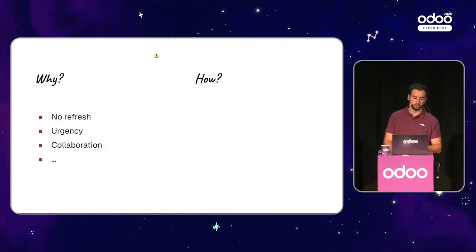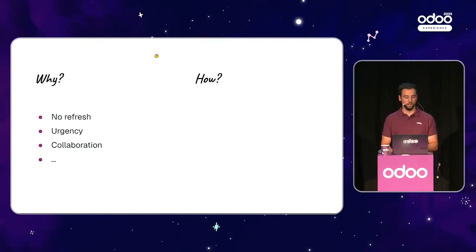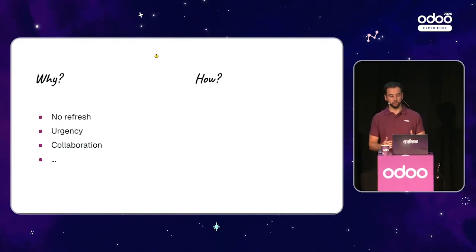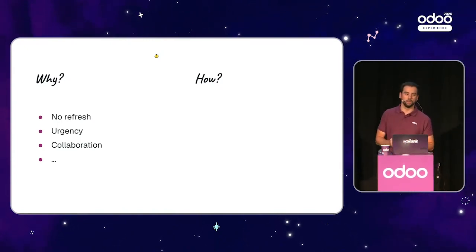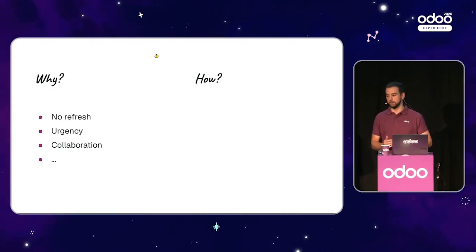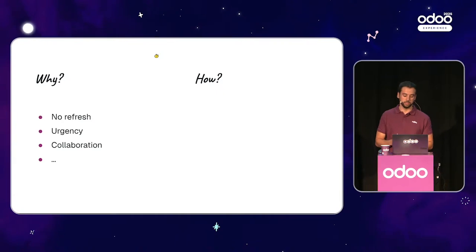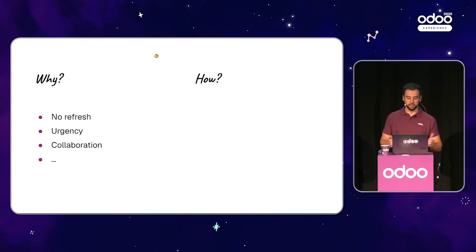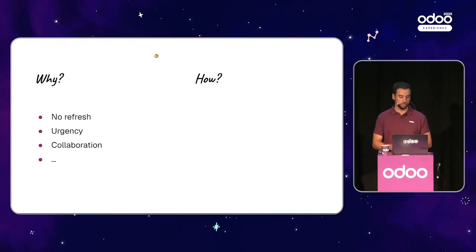First, some motivation. Why would we want to have real-time updates? There are many reasons why we want that, but some of them could be because we want to have a better user experience for the user. We may want to give them the data without the need to refresh. Maybe because the data that we are treating requires some urgency, or it is collaborative data, for example, spreadsheets here in Odoo. There are many more reasons. I'm sure you will find your own reasons to use this.